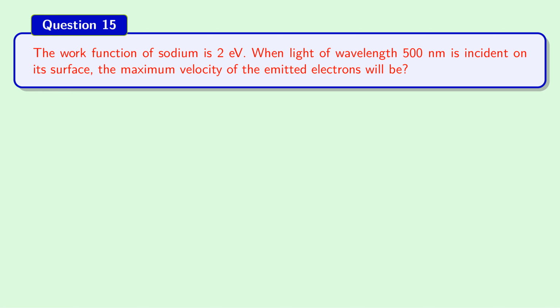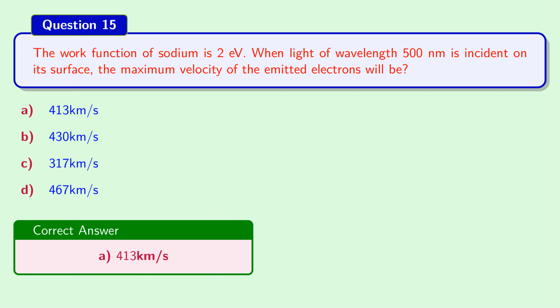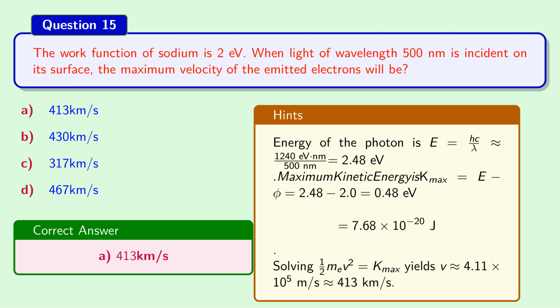Question 15. The work function of sodium is 2 electron volt. When light of wavelength 500 nanometer is incident on its surface, the maximum velocity of the emitted electrons will be. Your options are: A, 413 kilometers per second, B, 430 kilometers per second, C, 317 kilometers per second, D, 467 kilometers per second. Correct answer is option A, 413 kilometers per second. Quick tip for this question.